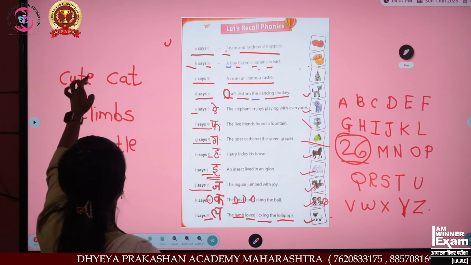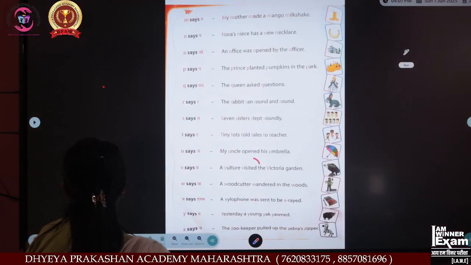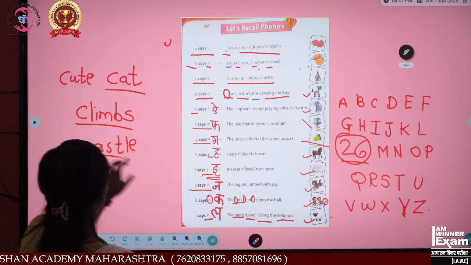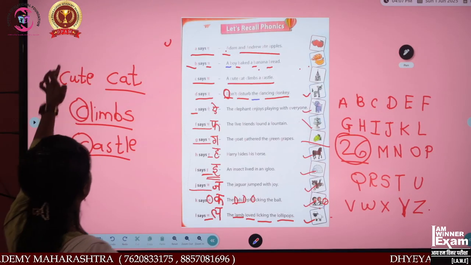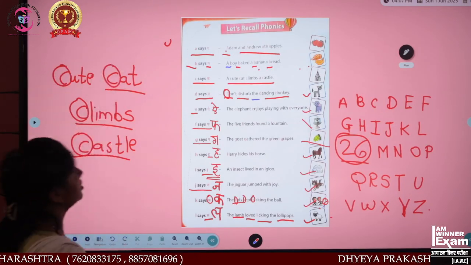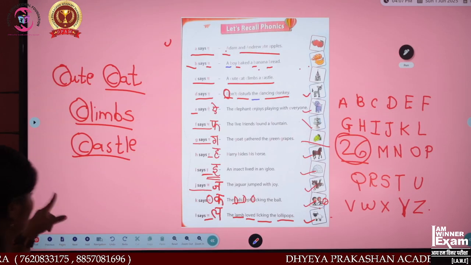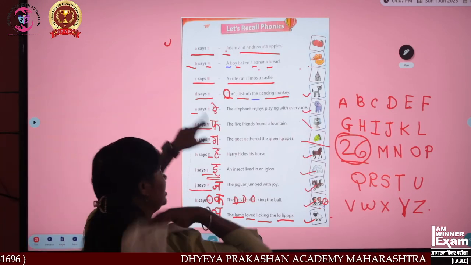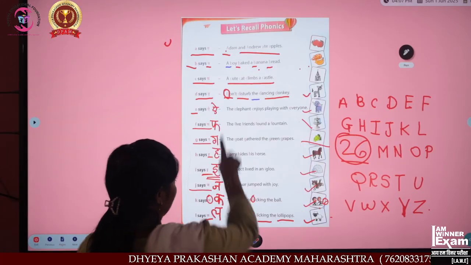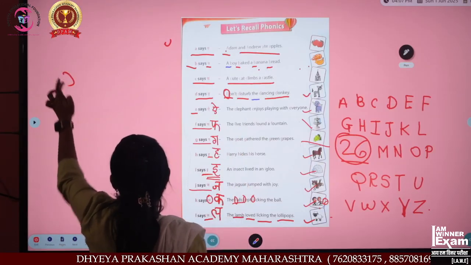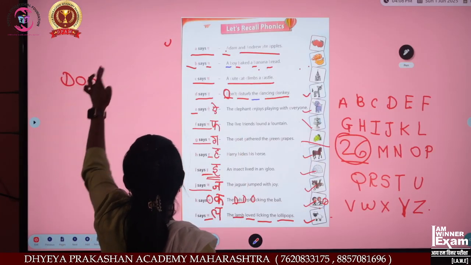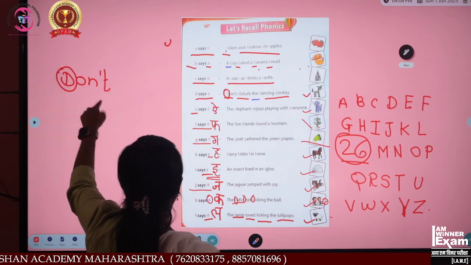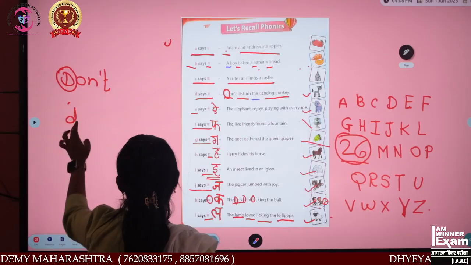Okay. First, the cute cat climbs a castle. C says cup. Next, D says the. In this sentence, the word is don't. D says the.